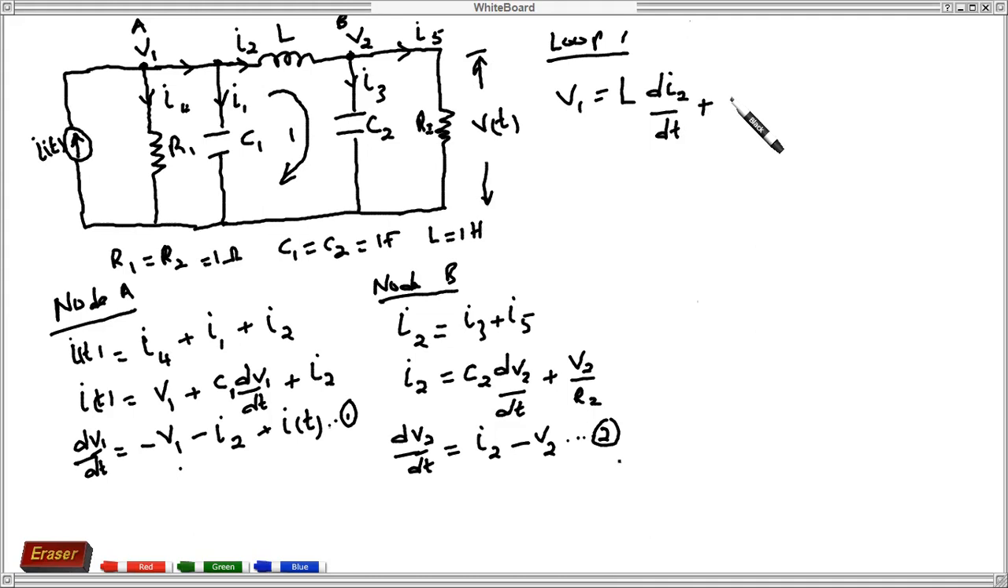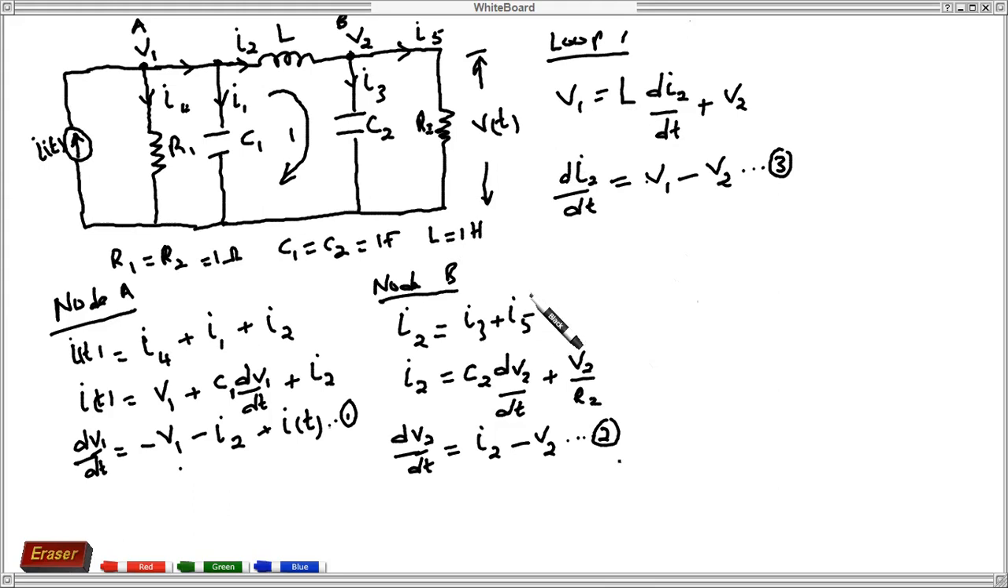plus V2. We can write this as a first order differential equation as di2/dt is equal to, divide both sides by L, but L is 1, which means it will be V1 minus V2. You can call that equation 3.